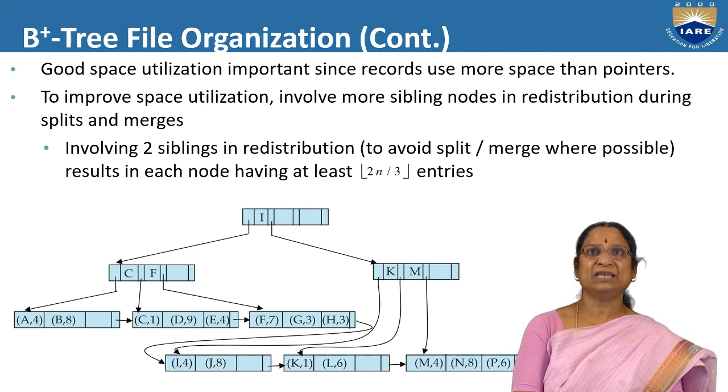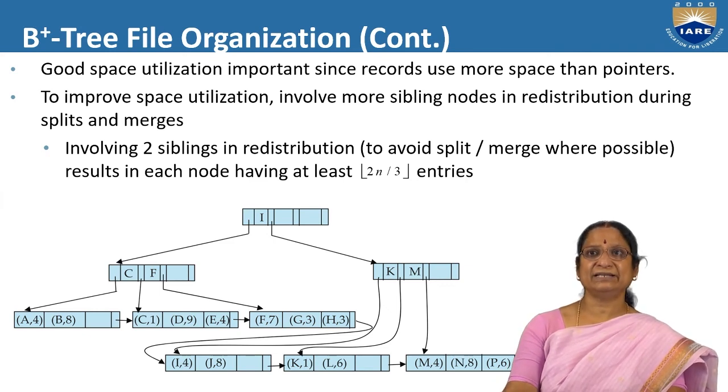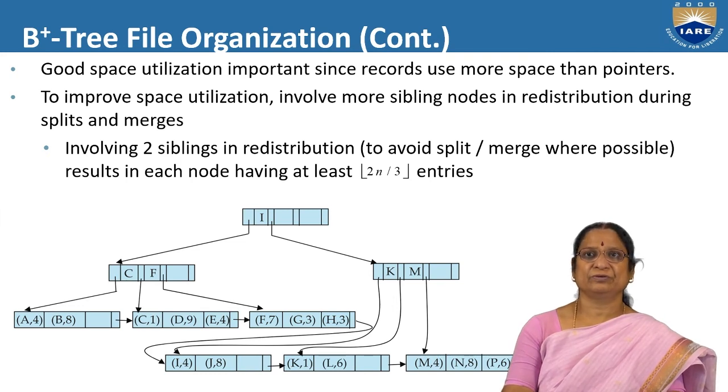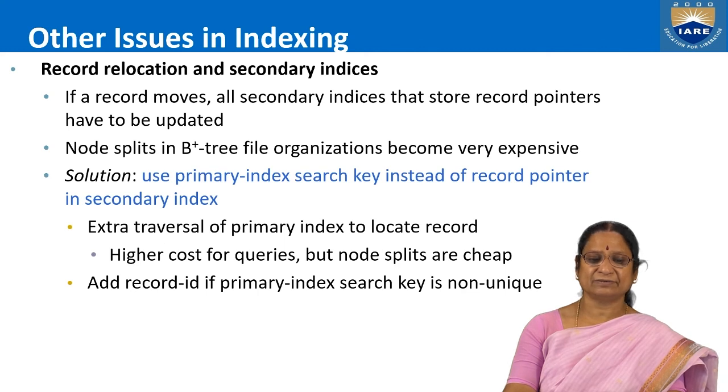But even then we can improve the space utilization by involving more sibling nodes in redistribution during splitting and merging. That is, two siblings in redistribution to avoid splitting and merging very frequently. So we can involve two siblings, resulting in each node having at least 2n by 3 entries instead of n by 2. So that the space issues can be solved by us.